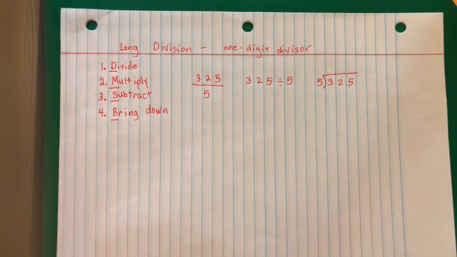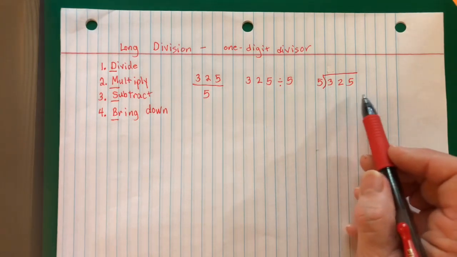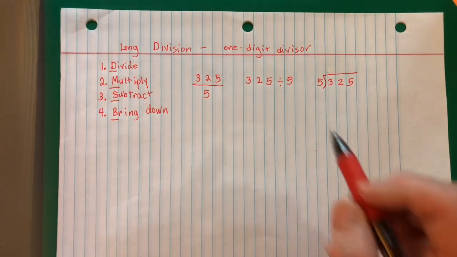Now you may notice that I have put my notebook paper sideways. That's because it helps me to line up the columns. If you have trouble lining up the columns, just turn your paper sideways and you'll keep everything straight.